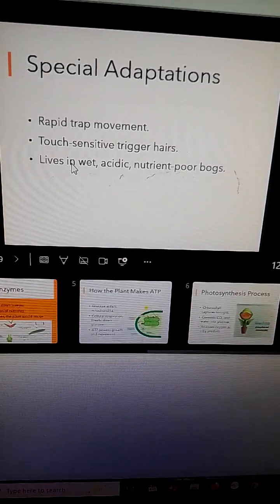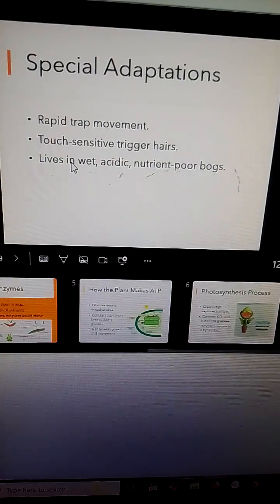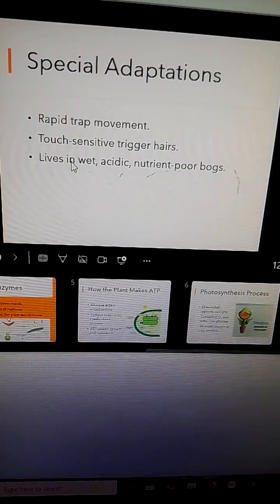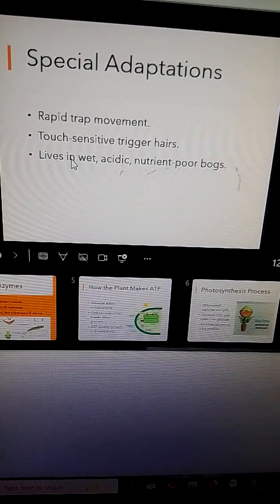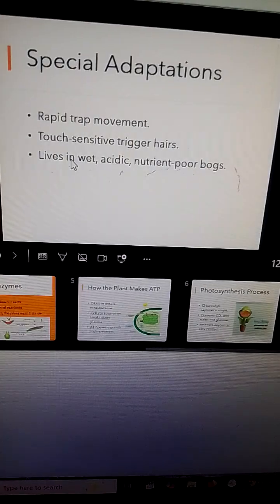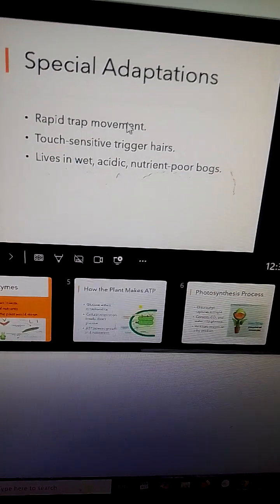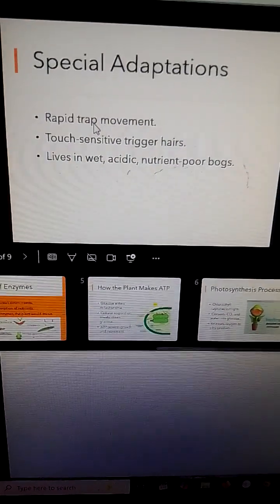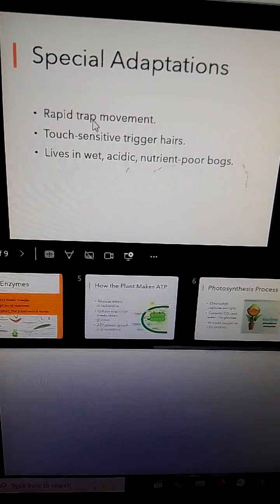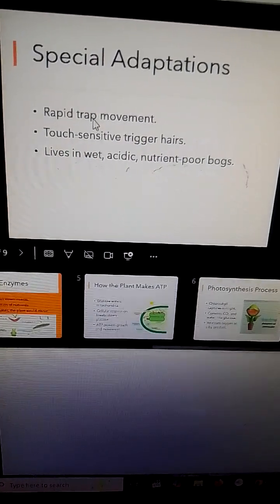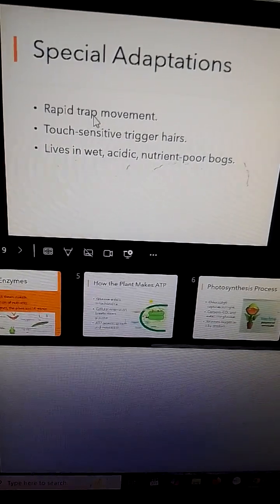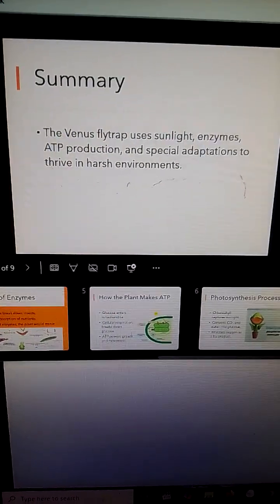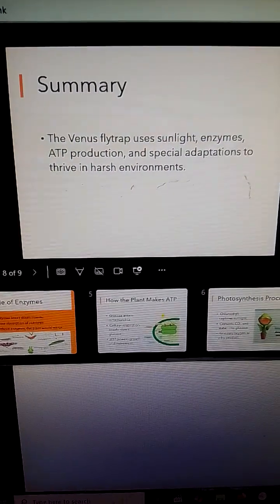The Venus flytrap also grows in wet, acidic bogs where other plants struggle to survive. Its ability to digest insects gives it an advantage in places with little nitrogen in the soil. These adaptations help the Venus flytrap get the nutrients it needs to stay healthy and grow. Next slide. It is the summary.